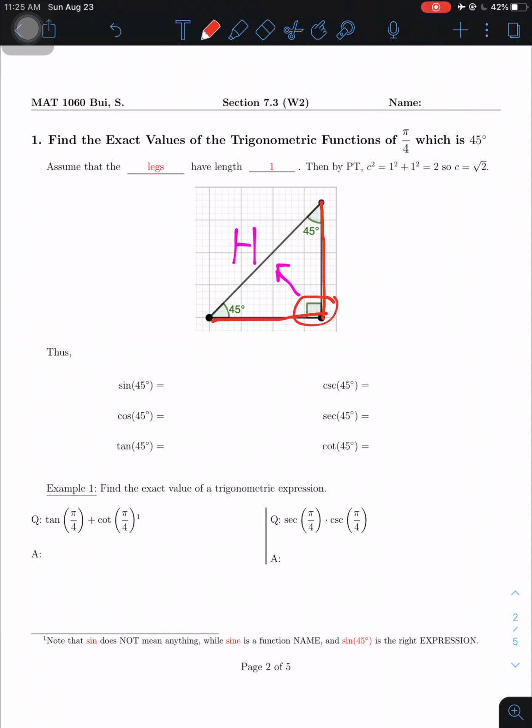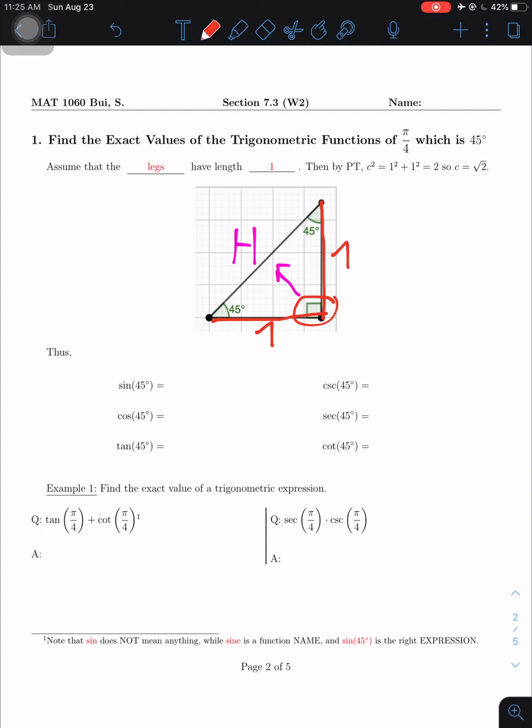Notice that the hypotenuse never touches the right angle. That's one of the features for us to know that it's the hypotenuse, because it never touches the right angle. So let's assume that the legs have length 1 in here and length 1 in here.